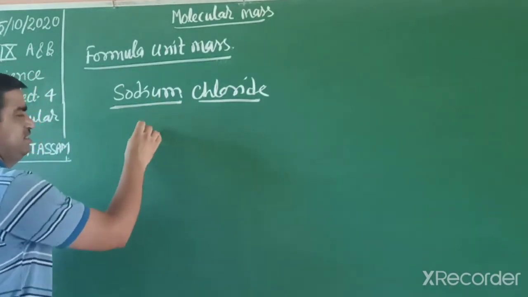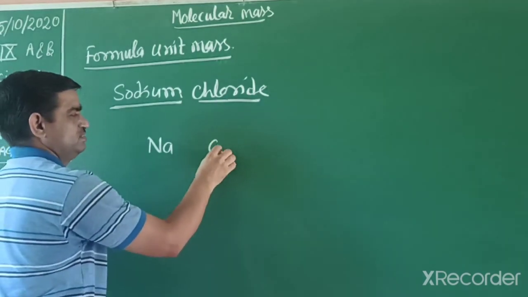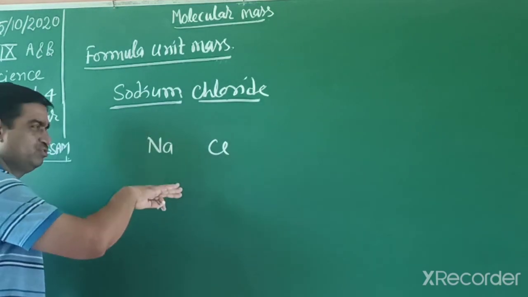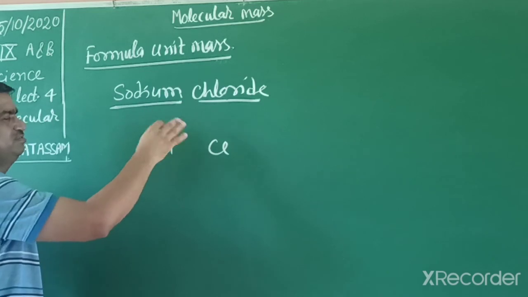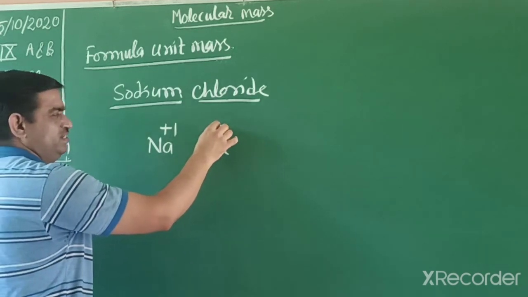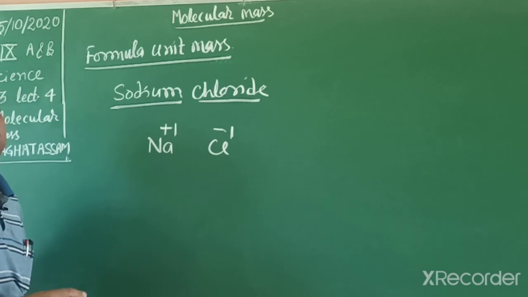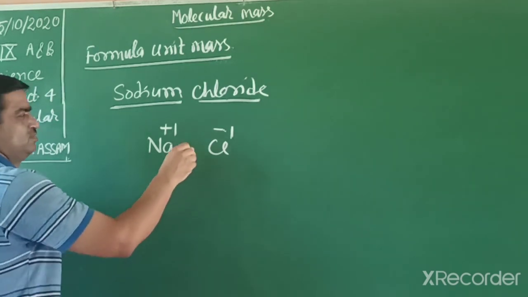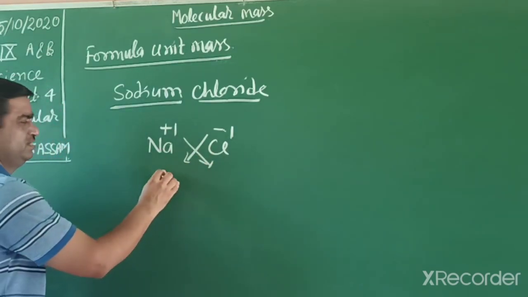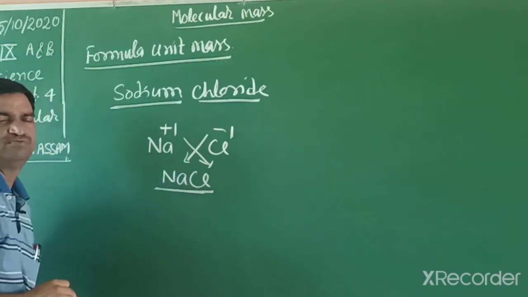So in sodium chloride, at first we write the symbol of sodium, and chloride means chlorine. Then we write their valency or charge. You can write it at the bottom, lower side, or upper side. Upper side is more convenient because sodium charge is +1, and chloride charge is also -1. Both have +1, -1 charge, and valency both are 1, 1. After that we cross their charge, but 1 we do not mention. Then its formula is NaCl. So this one is the formula.